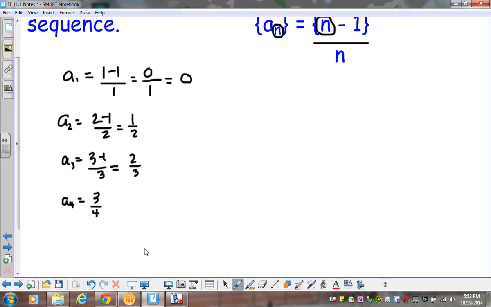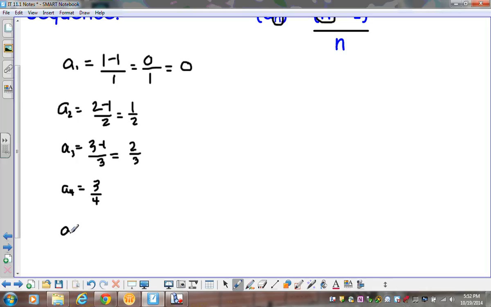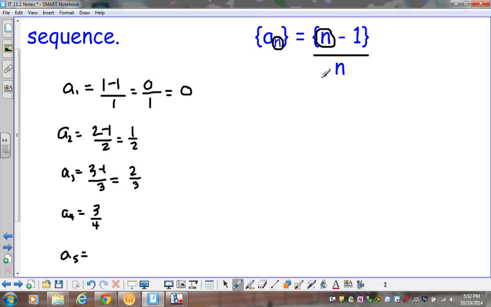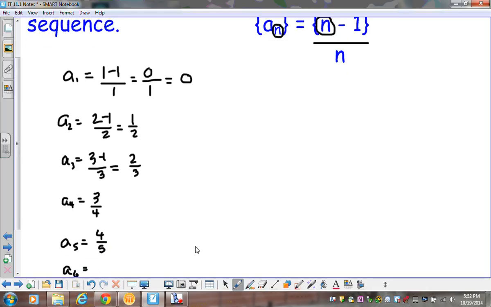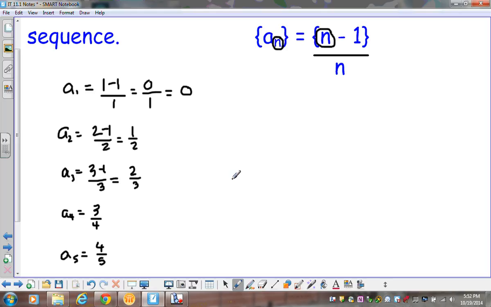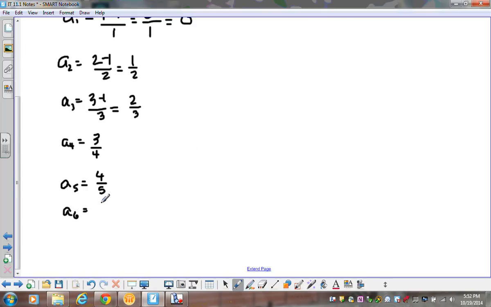So let's look at my fifth and my sixth term real quick. To find my fifth term, I plug in a 5. So it's going to be 5 minus 1 over 5. Well, 5 minus 1 is 4 over 5. And my last term here is going to be a sub 6, which means we're going to plug in 6 into my n value. So I'm going to have 6 minus 1 over 6. Well, 6 minus 1 is 5 over 6.